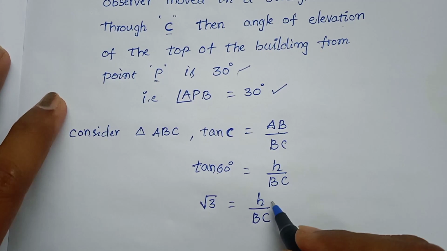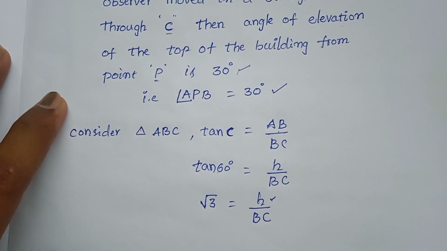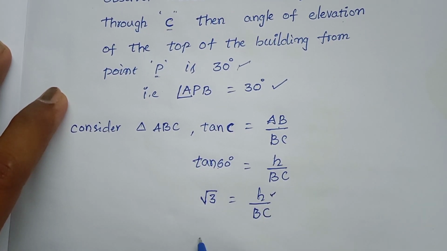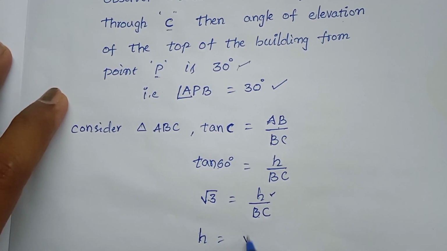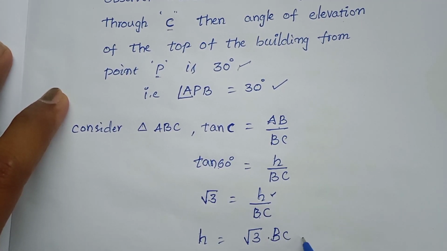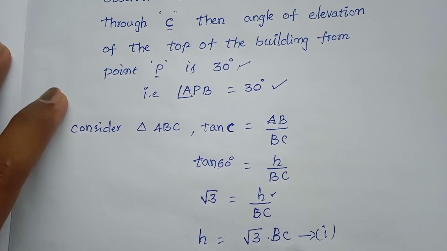Now taking H as subject, because it is common in both of these two triangles. So take H as common, then H is equal to root 3 into BC. So let this be equation 1.